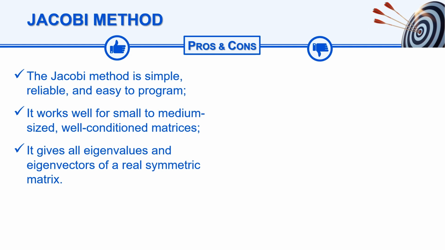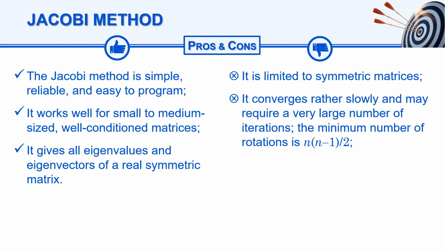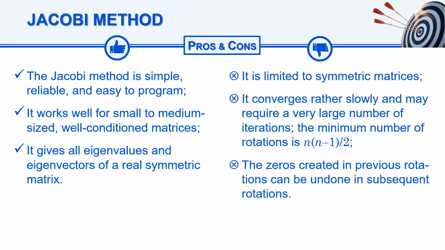The disadvantages of the Jacobi method are: it is limited to symmetric matrices. It converges rather slowly and may require a very large number of iterations. The minimum number of rotations is n times n minus 1 over 2. The zeros created in previous rotations can be undone in subsequent rotations.